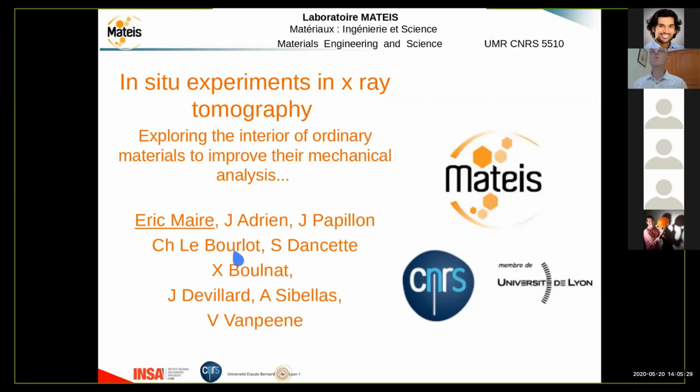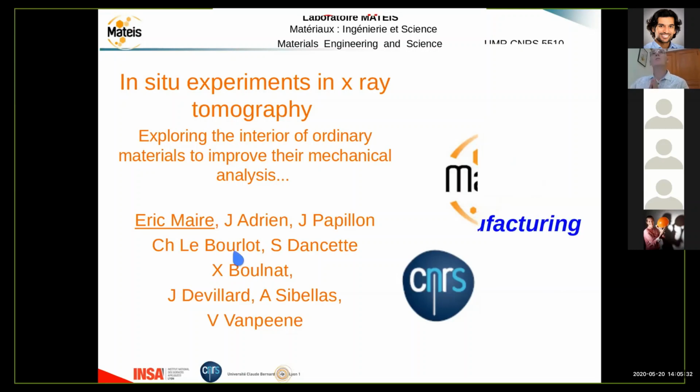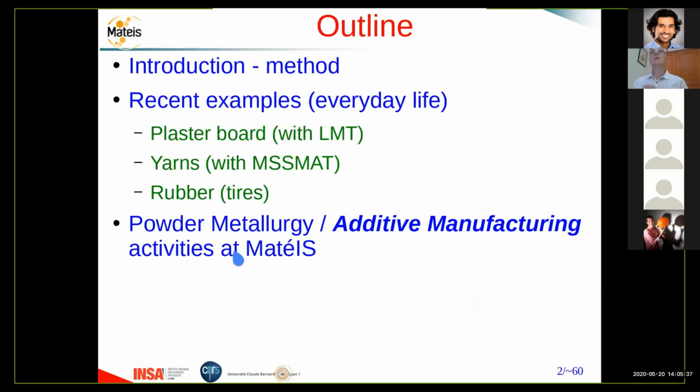As an outline, I will briefly introduce the method in something like 10 slides. And then I will illustrate the methods using recent examples of ordinary materials. What I mean by ordinary materials is materials that we use very commonly in everyday life. I'll speak about plasterboard, yarns, wires, and rubber, the rubber that we use to make the tires of the car.